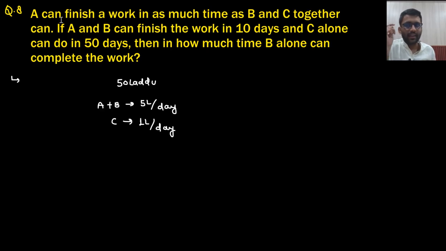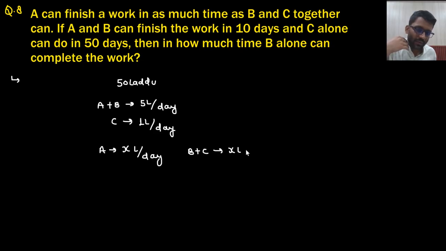Now what they are saying: A can finish the work in as much time as B and C together. So if A eats X laddu per day, that means B plus C also eats X laddu per day. Say yes or no? Because A can finish the work in as much time as B and C together can. So B plus C and A will take the same time. So if B plus C is eating X laddu per day, then A is also eating X laddu per day.